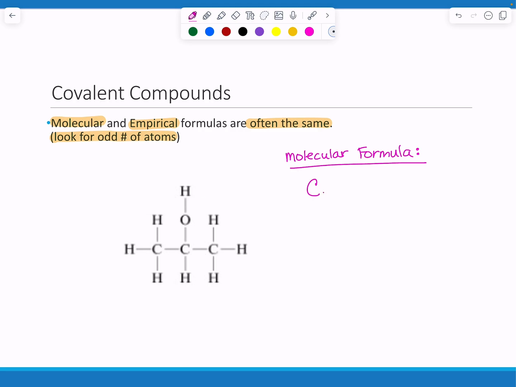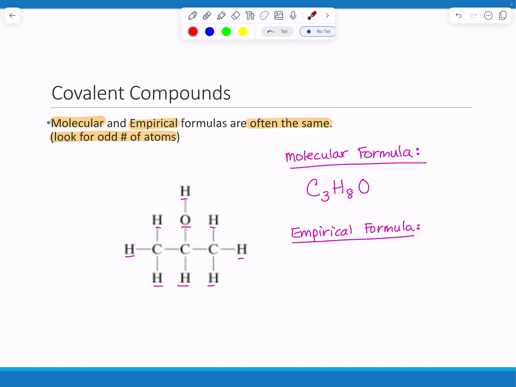So we have 3 carbons, and then we have how many hydrogens? 1, 2, 3, 4, 5, 6, 7, 8. And then we have 1 oxygen. Okay, that oxygen right there. So if we were to look at the empirical formula for this, let's look at these numbers here. Is there a number that we can divide these 3 numbers by that would create integer values?